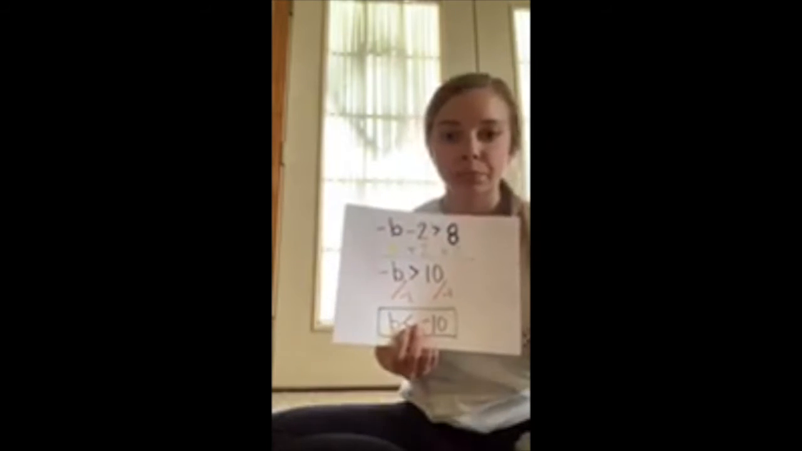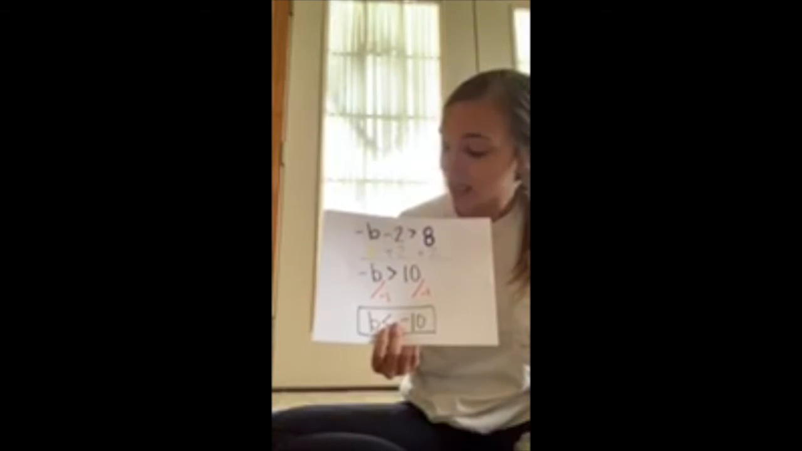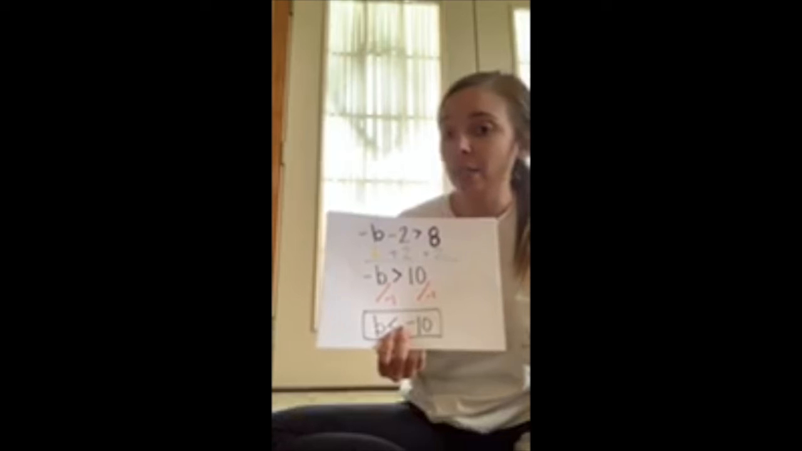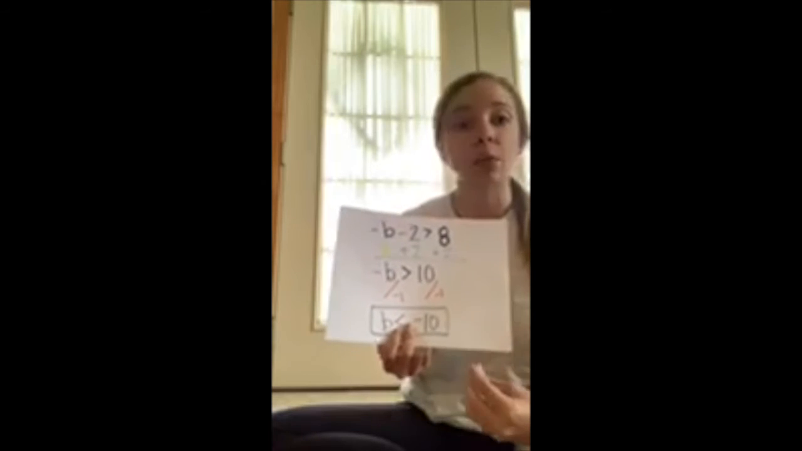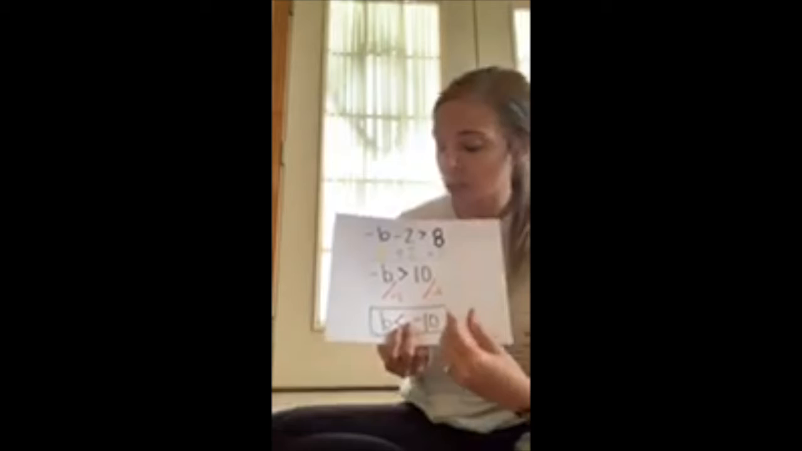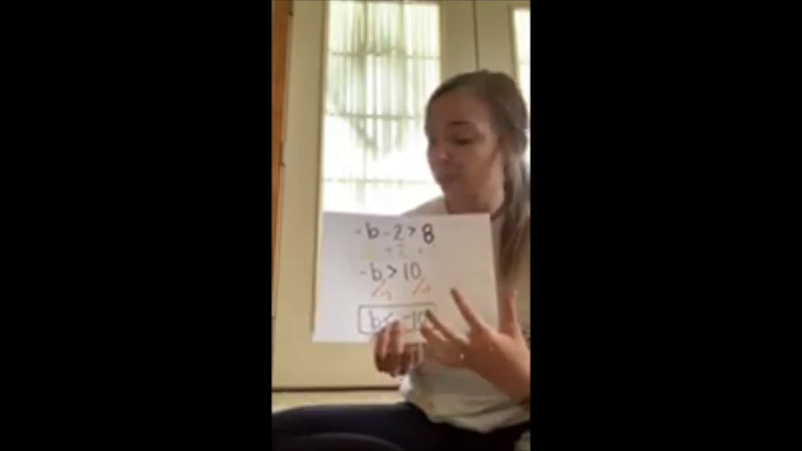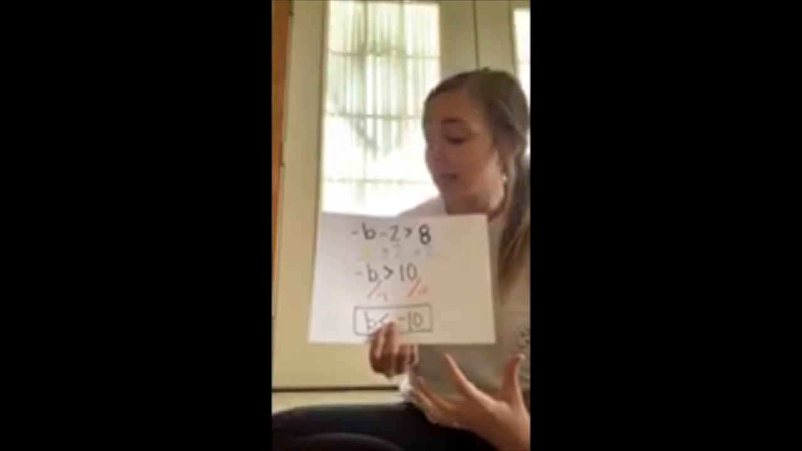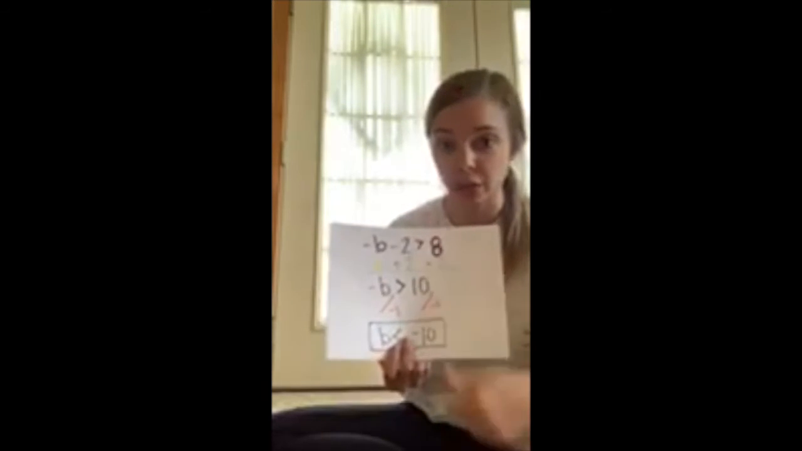Okay. So for the first example, I picked a really easy one. It is negative b minus 2 is greater than 8. And so I'm going to use what I know about two-step equations, and I'm going to solve this inequality using the directions from the two-step equations that we've already learned. So I know that if I want to solve for positive b, then I need to undo my negative 2 right here that's attached to it first.